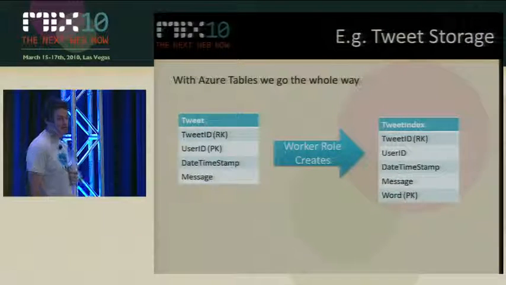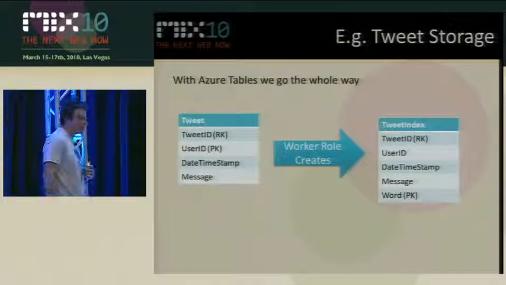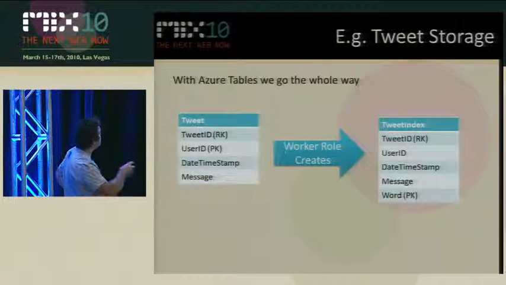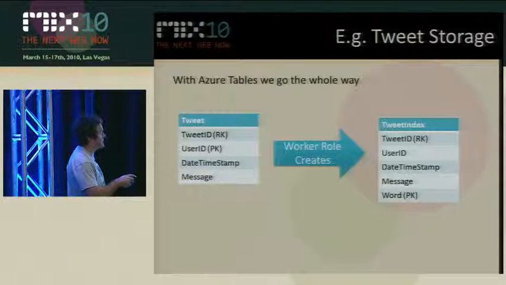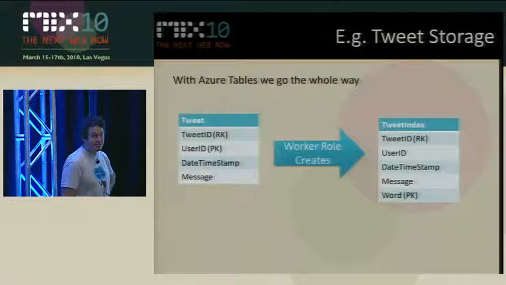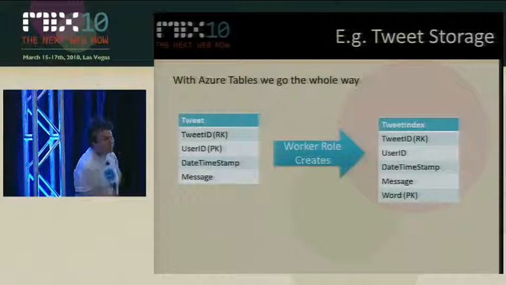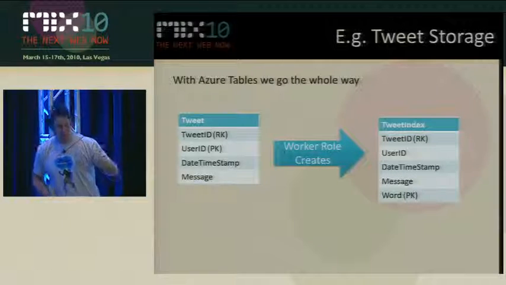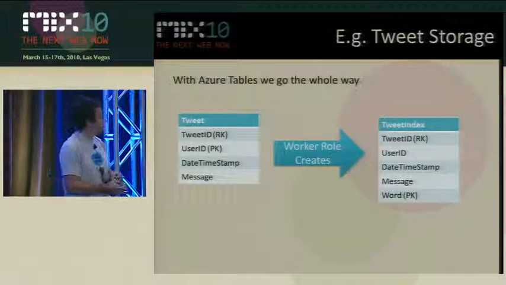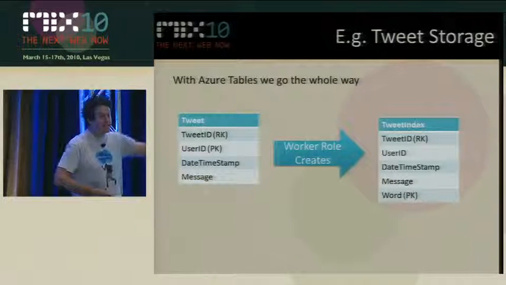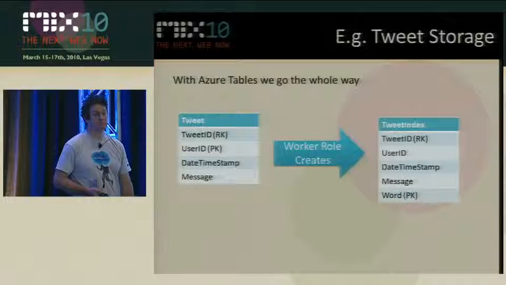So with Azure Tables, we just go the whole way, because storage is cheap. Real cheap. So what do we do here? Well, we're going to have a tweet table and we're going to have a tweet index table. The tweet index table is going to have as its partition key the word, but it's also going to include the whole message. So if I want to find all the tweets containing the word foo, I just say, get me all the data out of the partition foo, and it gives me back everything I need, including the whole message. Because storage is cheap.